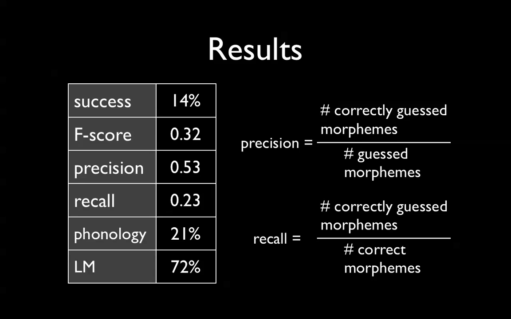Consider that the phonology is only 21% accurate. This is an upper bound on the success of the parser as a whole. The parser can do no better than 21% until the phonology improves. The language model does pretty well. When the correct parse is in the set of candidates, the language model can identify it 72% of the time.